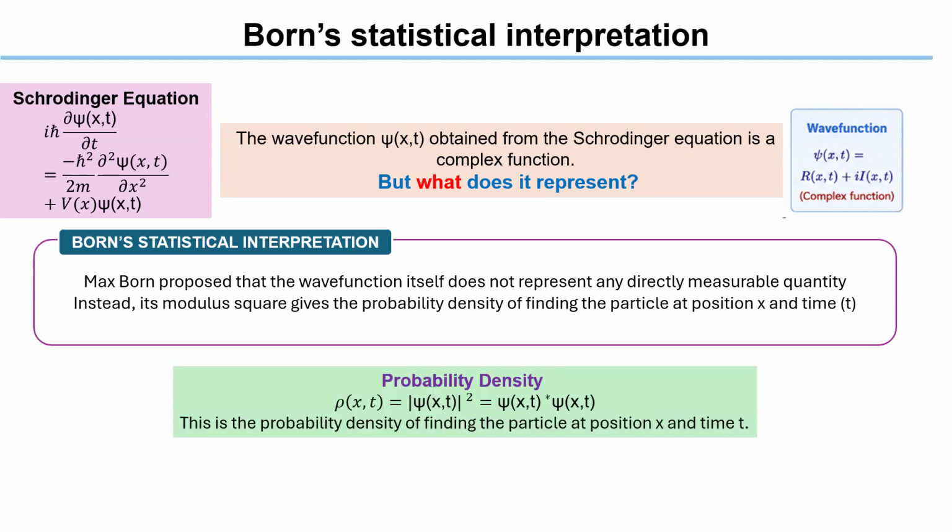So how can we calculate the probability density? That is equal to modulus of psi(x,t) squared, that is the wave function at any particular location and time squared, which equals the complex conjugate of the wave function multiplied with the wave function at that particular position and time. So this is the probability density of finding the particle at position x and time t.